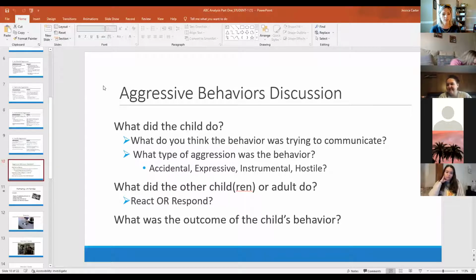But what type of aggression does it sound like Maddie just described? Children are fighting over dinosaurs. Instrumental. Yes, I don't know who said that, but thank you. So the function of the behavior was to get a turn with the materials that another child was using. So that is an instance of instrumental behavior.